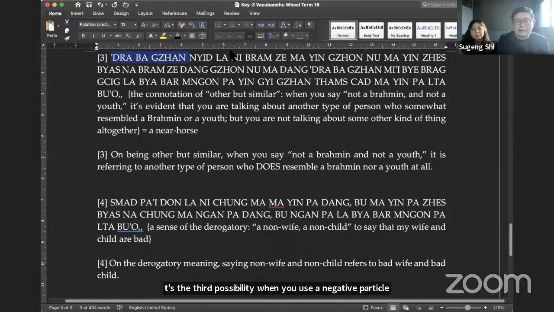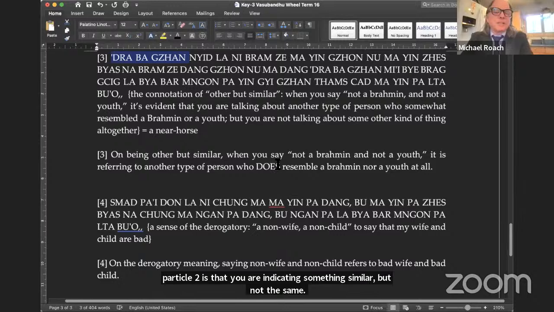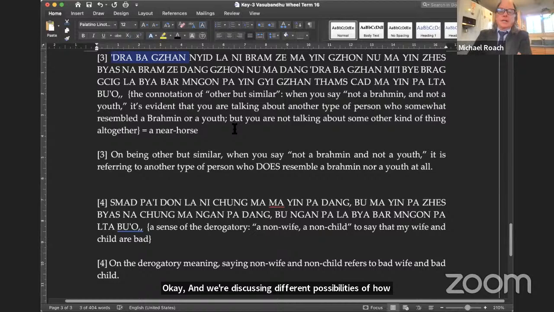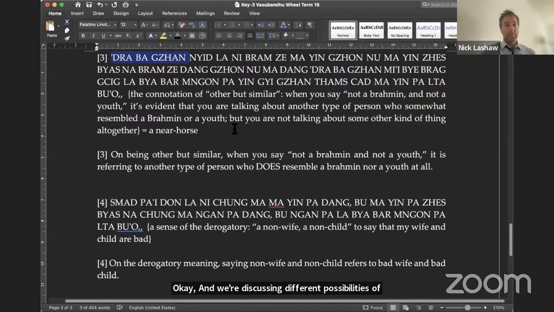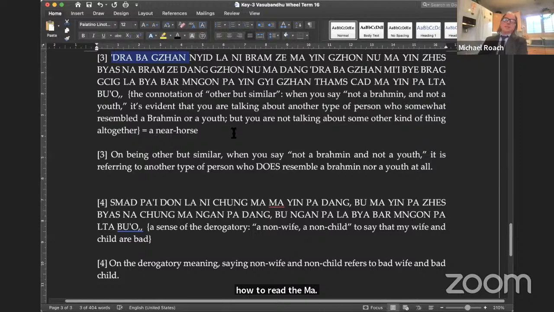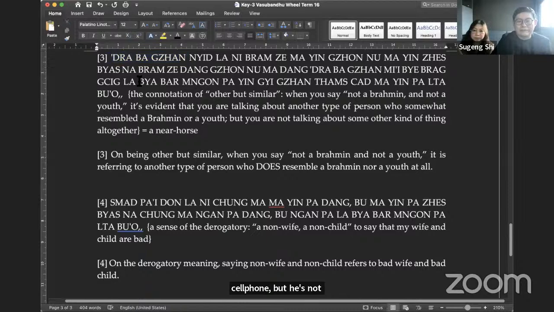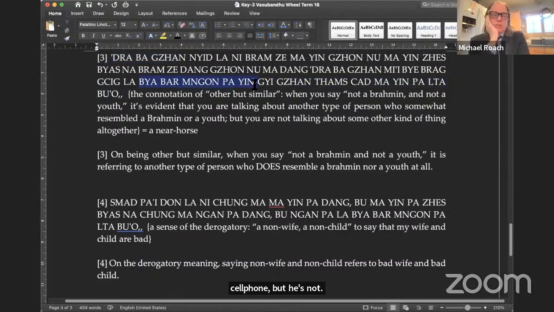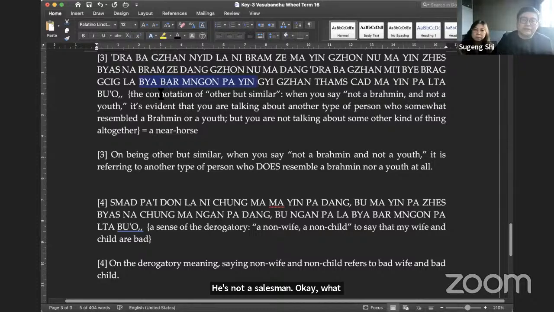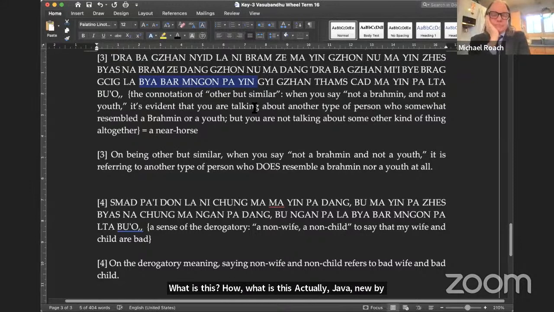So we're discussing different possibilities of how to read the ma in Marikpa or the a in Avidya. One is to say, yeah, he looks like a salesman, but he's not a salesman. Geshe-la, what is this actually? Chikla Jawang Bayan.